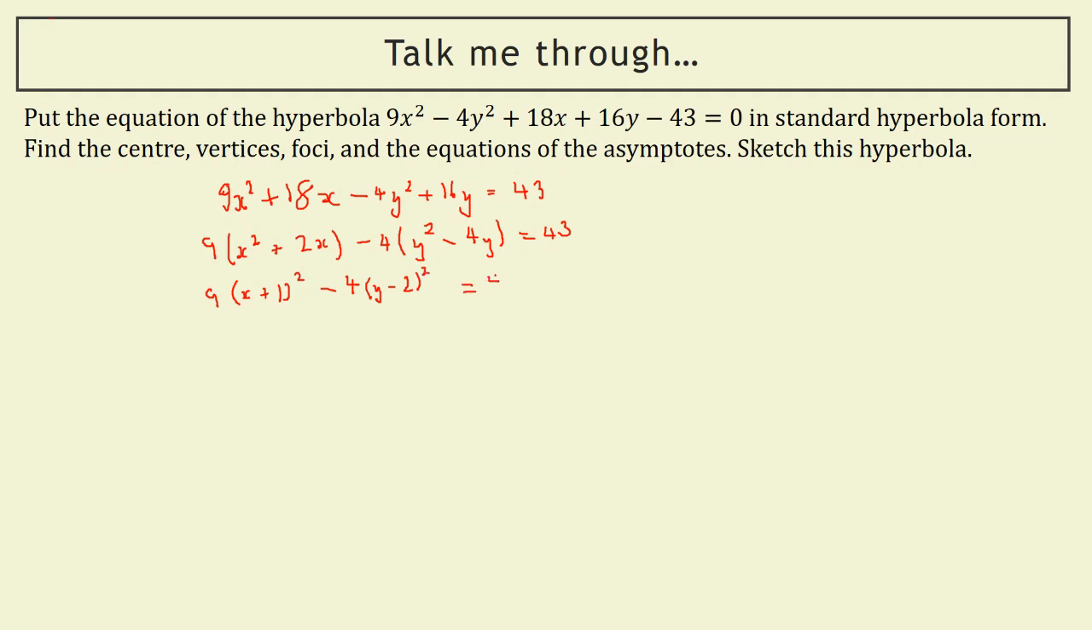It's our 43, but now we've got to think what else has been introduced. This plus 1 at the end in the square bracket, plus 1 times the 9 has given me an extra 9. So I need to add an extra 9 onto the other side. The minus 2 squared gives me a positive 4, times by the minus 4 gives me a minus 16. I need to put a minus 16 on the other side as well. So now I've got 9(x plus 1) squared, minus 4(y minus 2) squared.